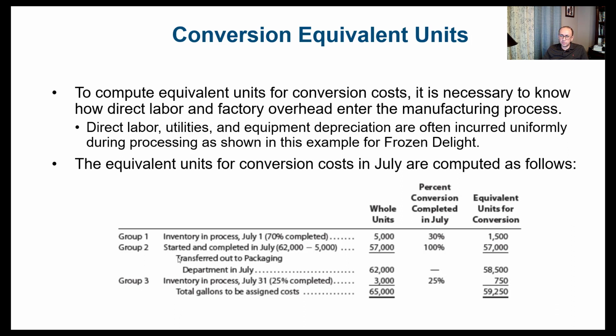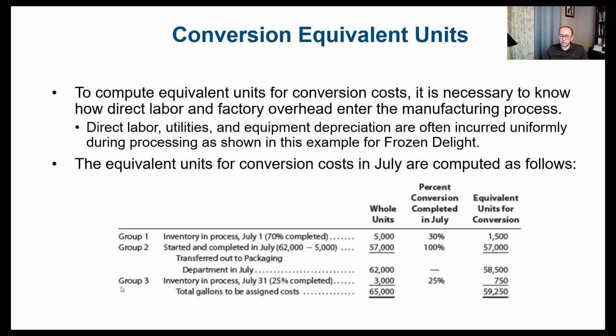And then group 2, these are started and completed. We have the 57,000, these were 62,000 minus 5,000, these were 100%, and the equivalent units in this case is 57,000. So transfer out to packaging department, the whole units are 62,000, but the equivalent units for conversion were 58,500, which is the total of these two numbers, 1,500 and the 57,000.